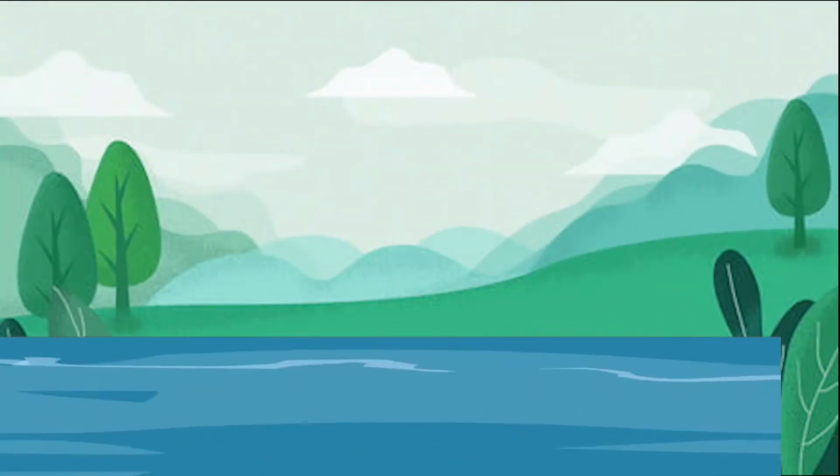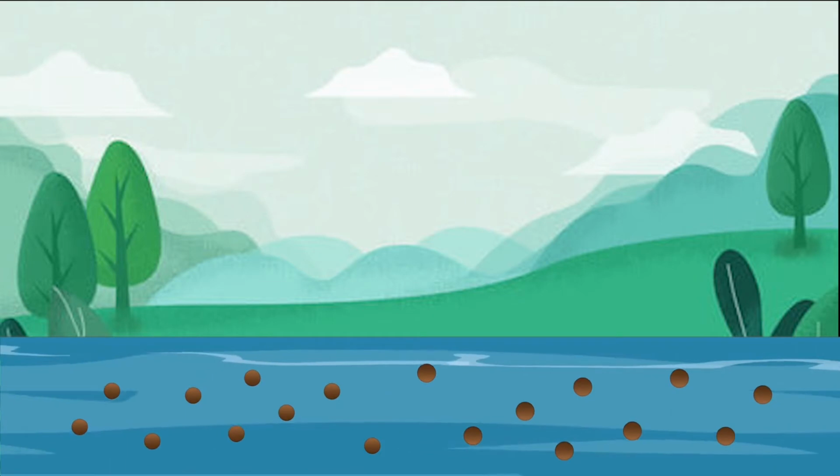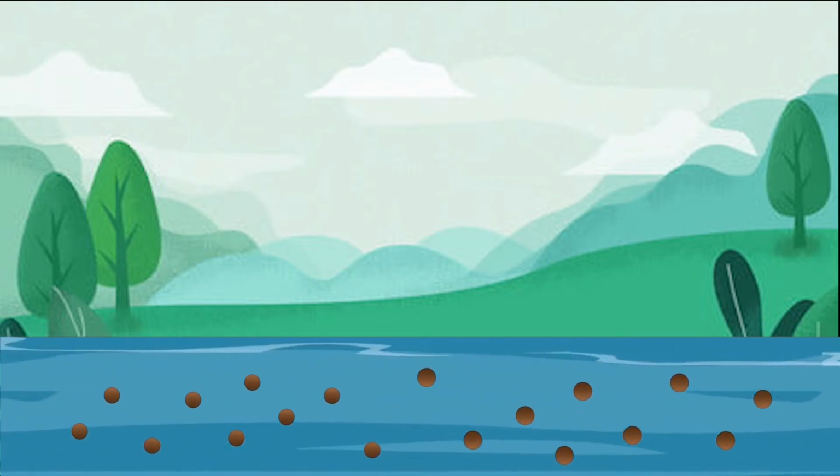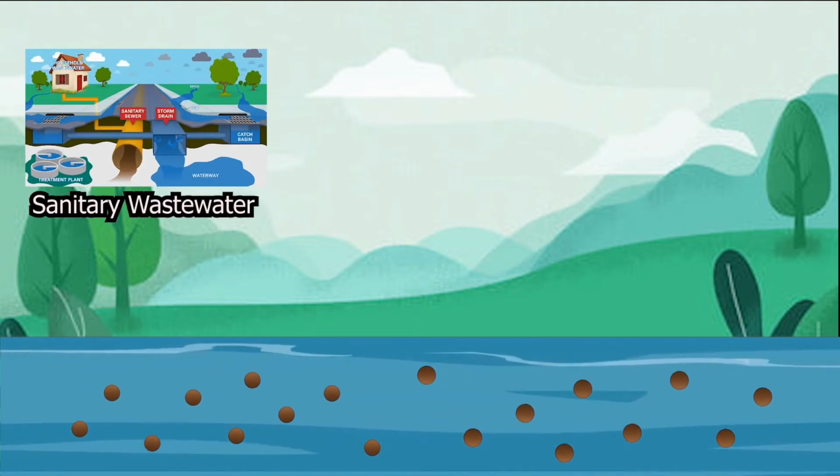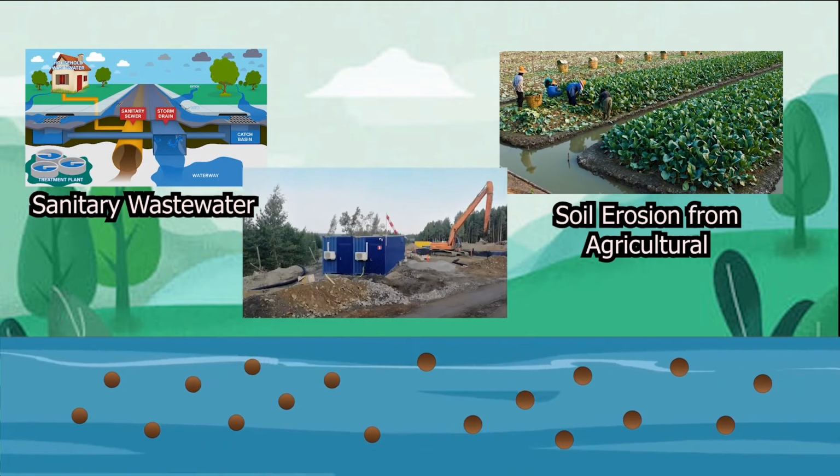Total suspended solids can be defined as the total particles suspended in water that cannot pass through the filter. The suspended solid particles may come from sanitary wastewater, soil erosion from agriculture, and also construction sites.